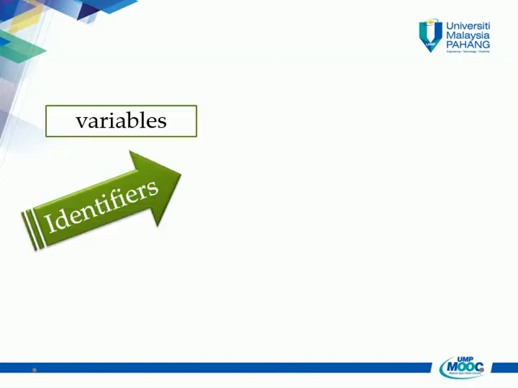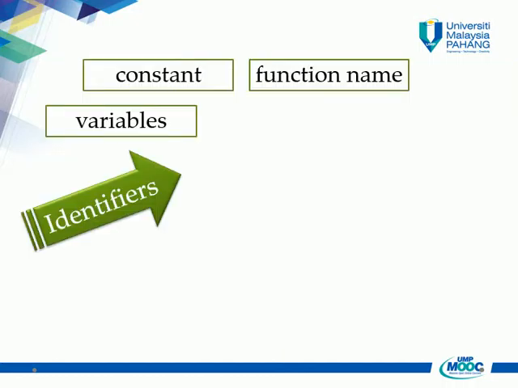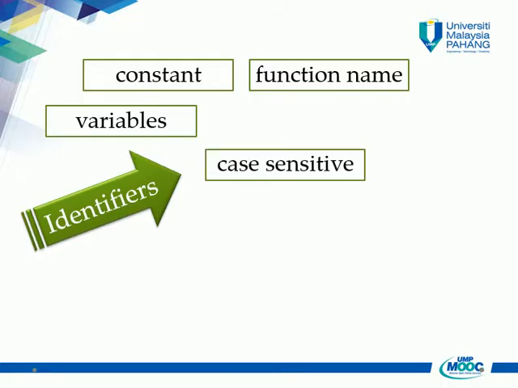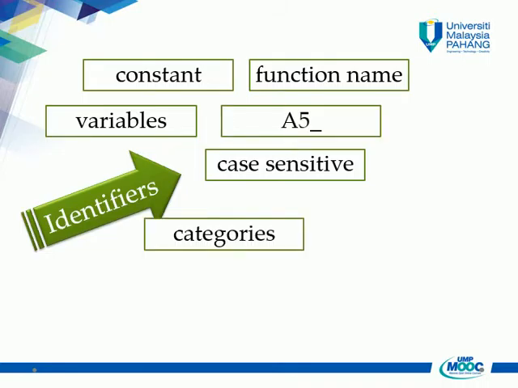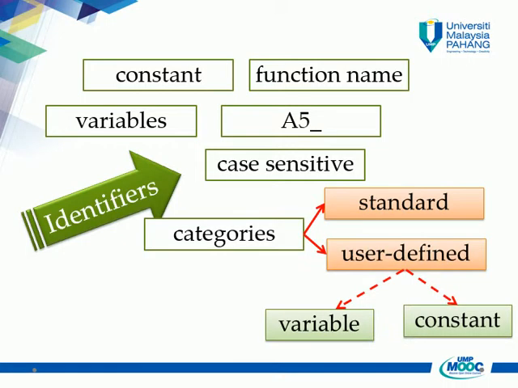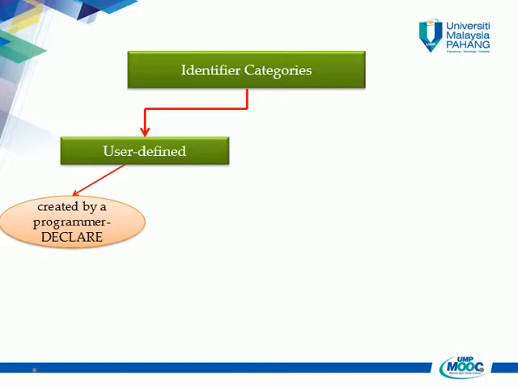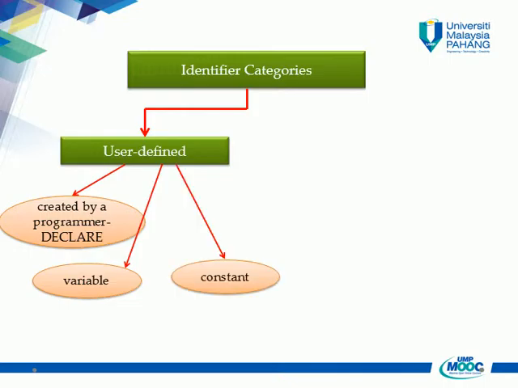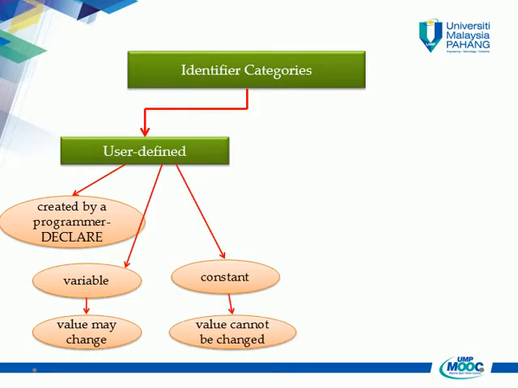In programming, an identifier is used to name variables, constants, and function names. Identifiers are case-sensitive and can be a combination of letters, digits, and underscore, for example A5_. There are two categories of identifiers, namely standard and user-defined identifiers. User-defined identifiers are created or declared by a programmer. There are two types in the user-defined category, which are variable and constant. The value may change for a variable but not for a constant.